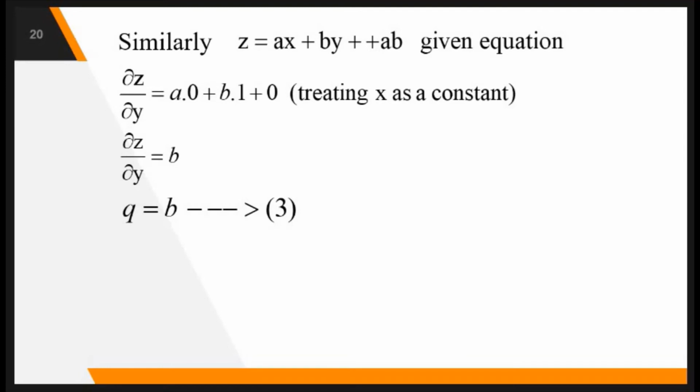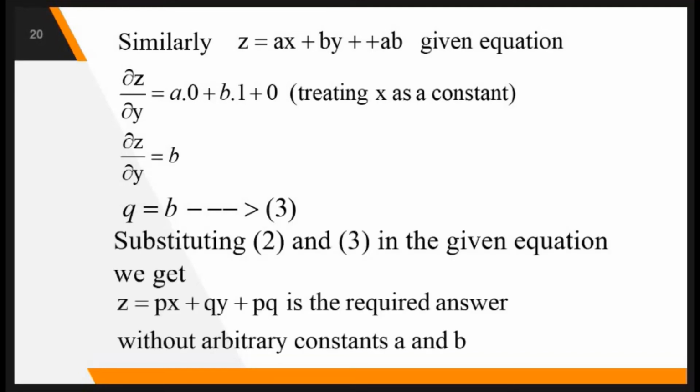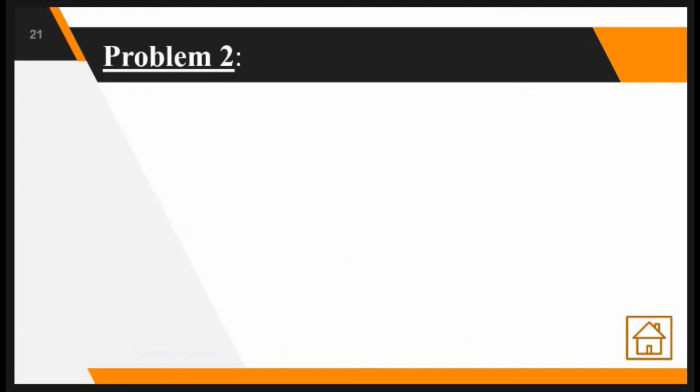Now we have got 3 equations. Now what you have to make sure is to eliminate the constants a and b. Try to find a relation between equations 1, 2 and 3. In this problem, by substituting equations 2 and 3 in our given equation, we can eliminate the constants a and b. So after substituting, in the place of a I have put p, in the place of b I have put q. So therefore we got a partial differential equation where there are no arbitrary constants a and b. Now let us switch to the next problem.